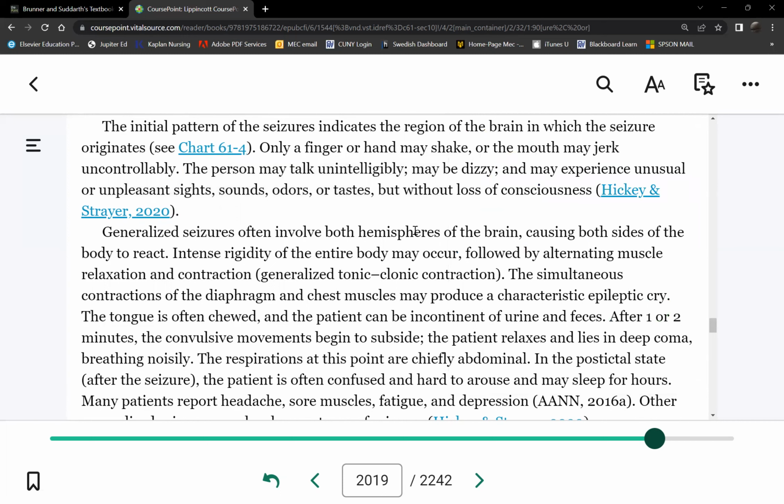Aura, again, is a pre-ictal sensory motor manifestation. Okay, so some people will report, "Oh, I smell this odor," and then they can tell, "Oh, I'm about to have a seizure because I'm smelling this odor." Okay, but nobody else can smell it. Right? Do you understand? So it's unique to the individual.